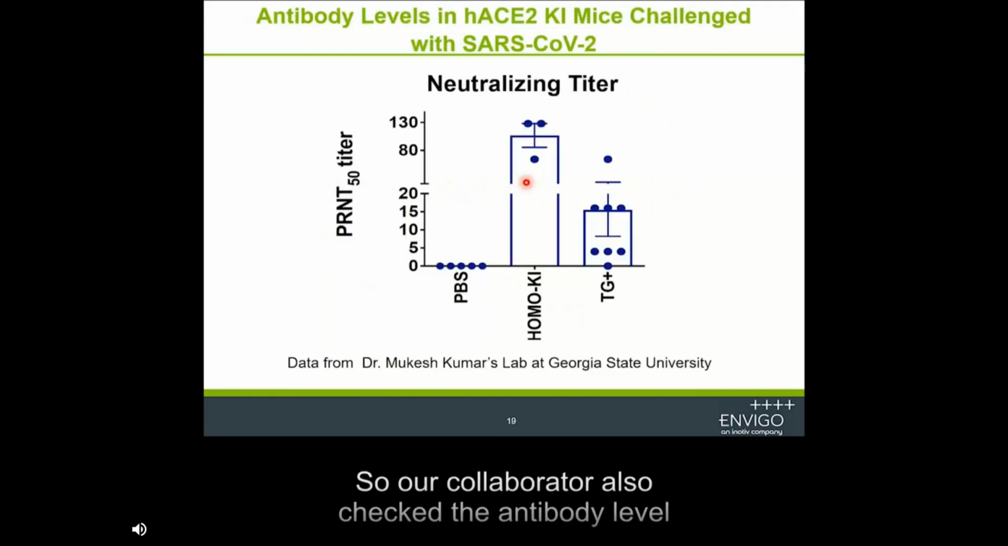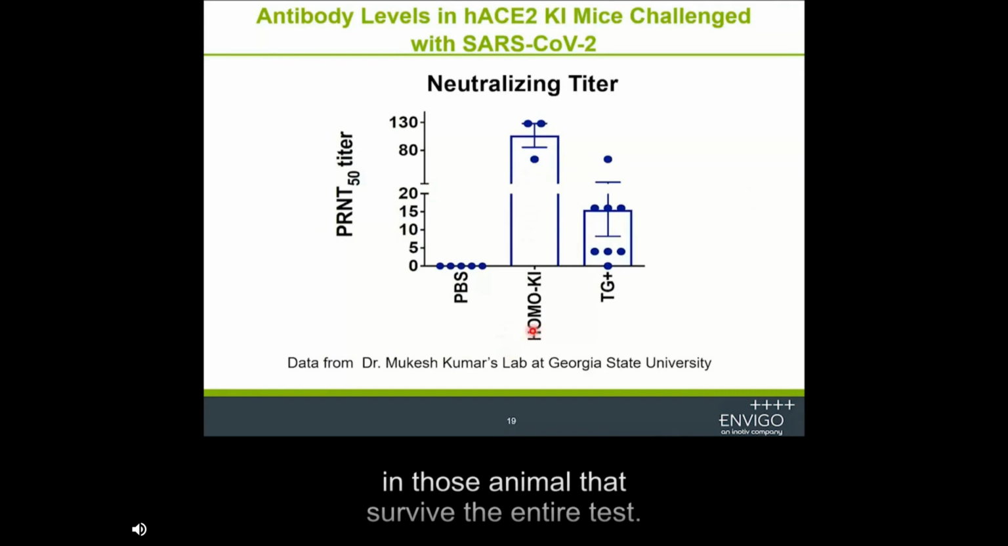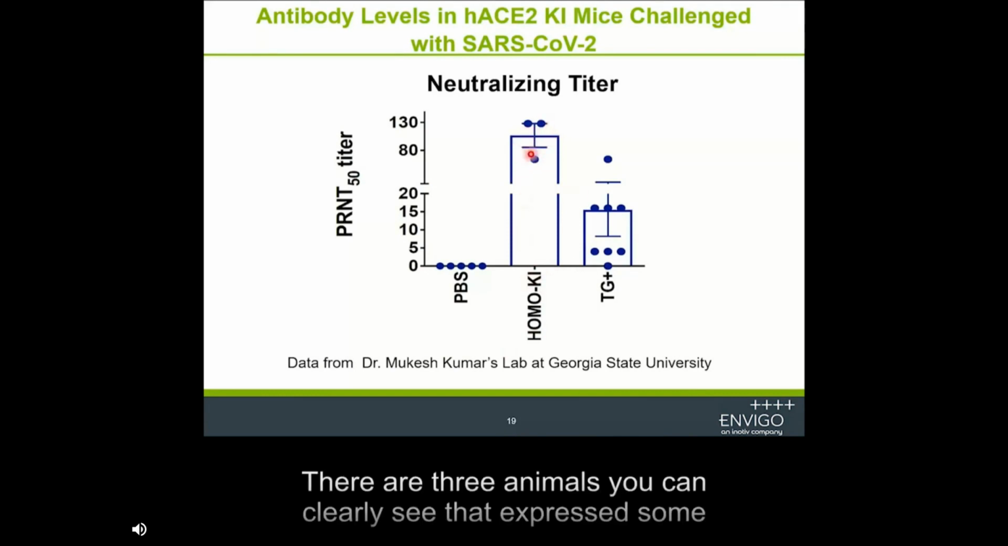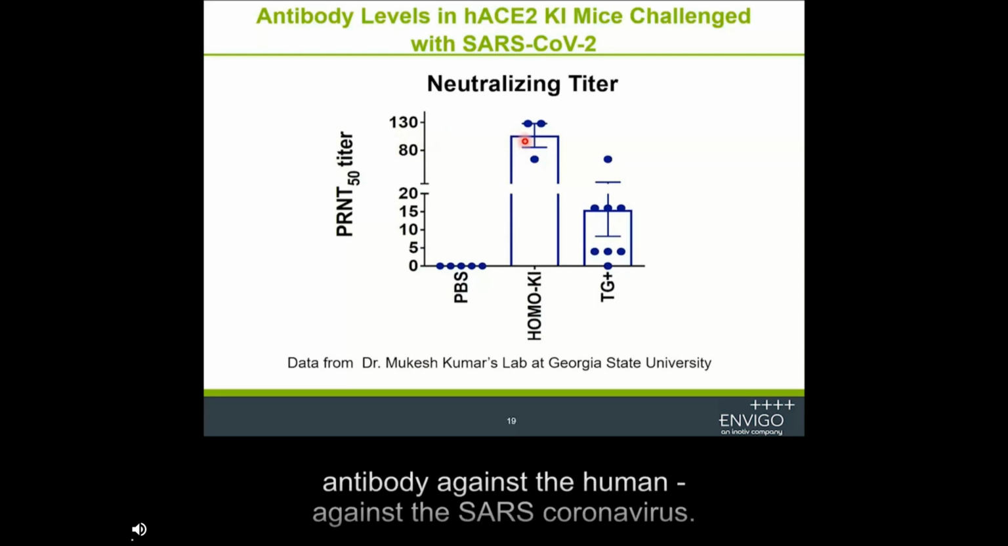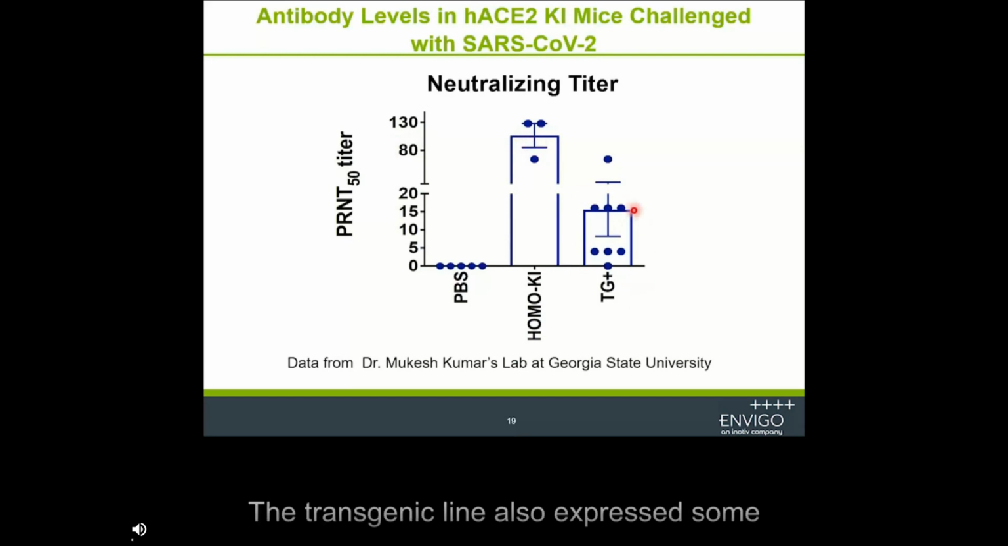Our collaborator also checked the antibody level in those animals that survived the entire test. There are 3 animals. You can clearly see they express antibody against the SARS coronavirus. The transgenic line also expresses some antibody, but at a low level.